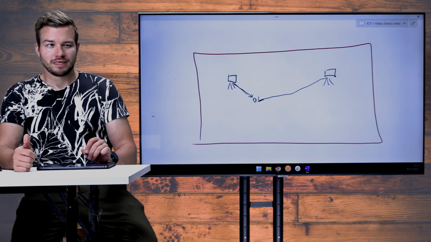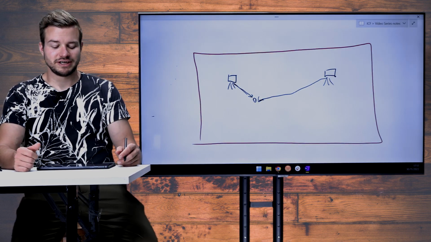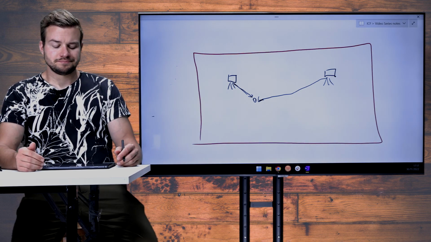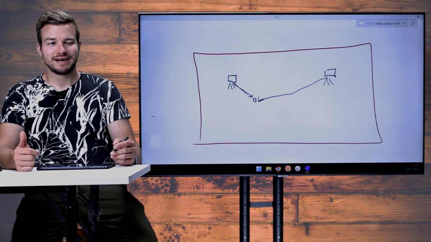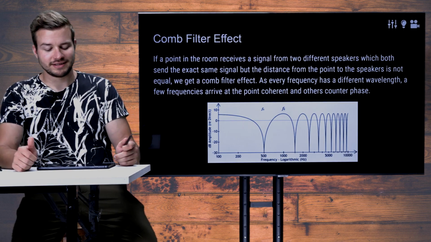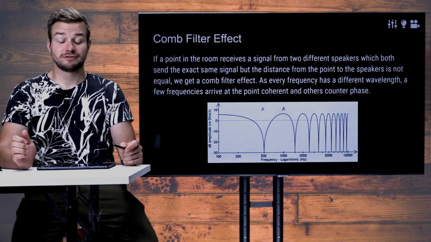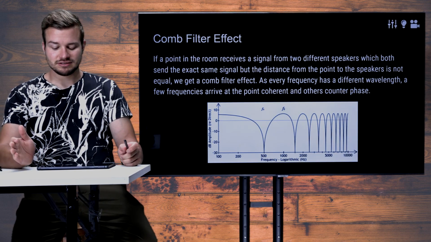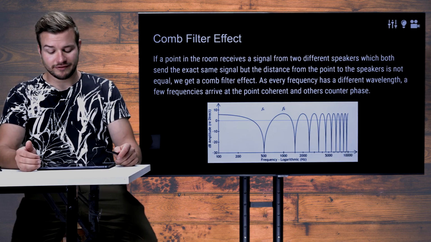That means the overlay of the sound waves of the two speakers could cause strange effects. I mean, both of the speakers play, let's say, exactly the same sound, but as they do not arrive at your ear at the same point in time, you might get interesting effects. One of these effects is called the comb filter effect. This is what it says here: if a point in the room receives a signal from two different speakers which both send the exact same signal, but the distance from the point to the speakers is not equal, as I drew before, we get this comb filter effect.